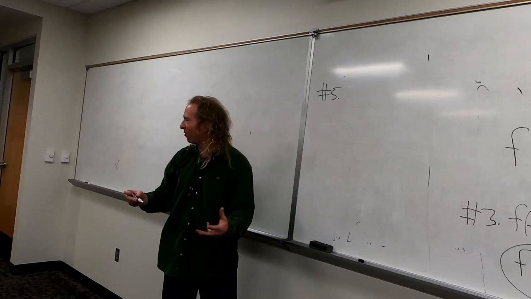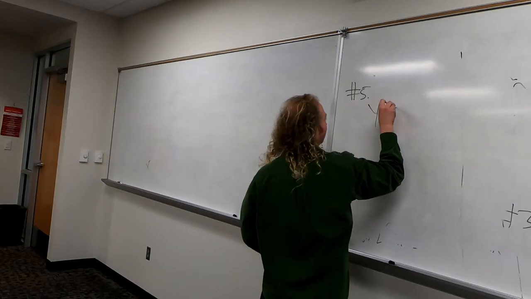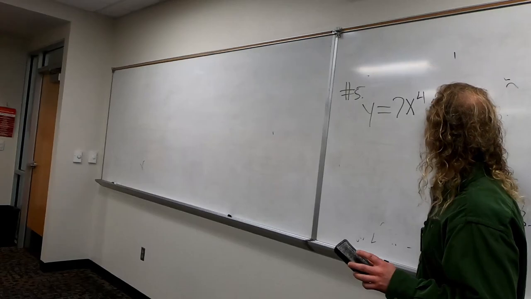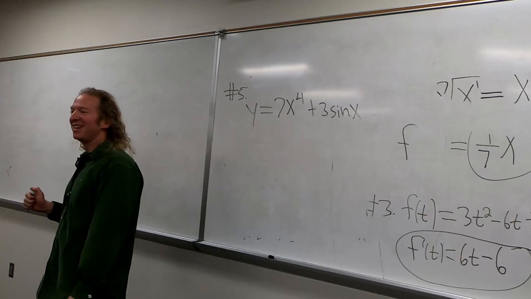y equals 7x to the 4 plus 3 sine x. Oh, really? That's it? Easy still. It's good. Easy is good.